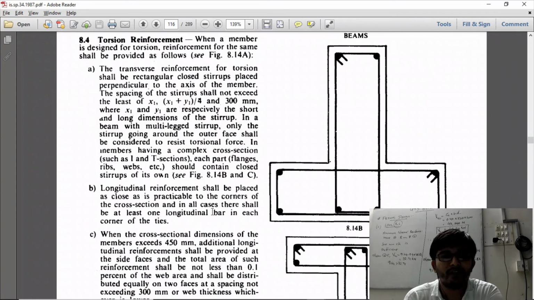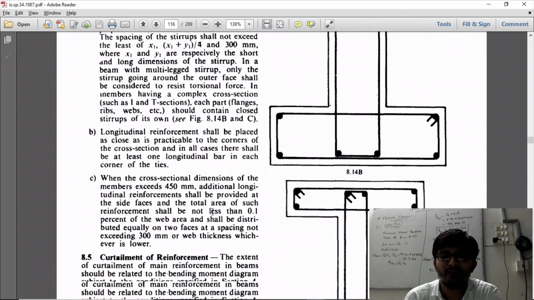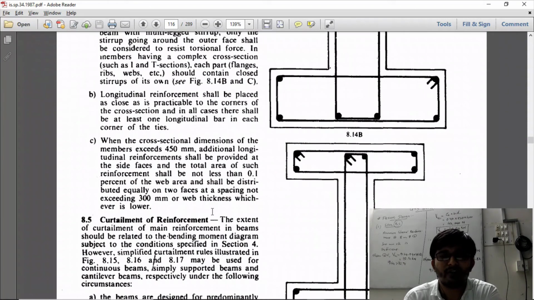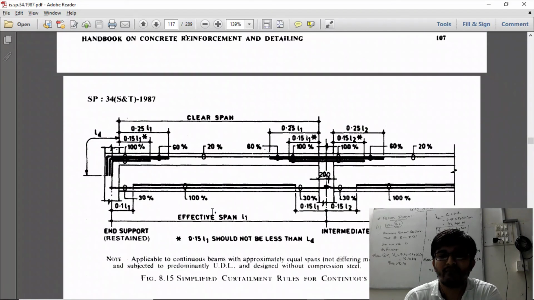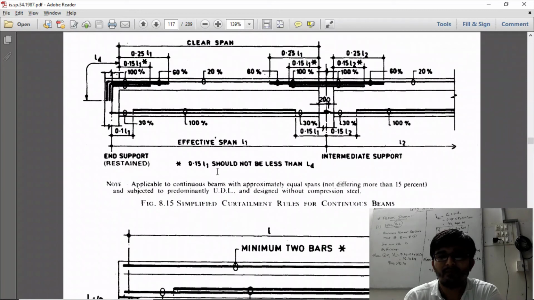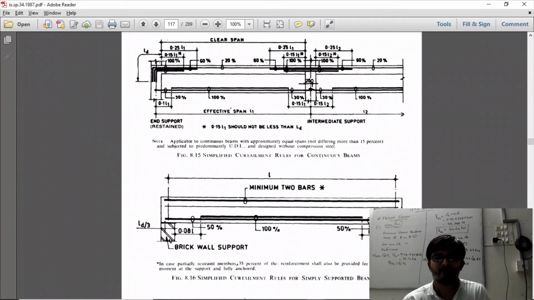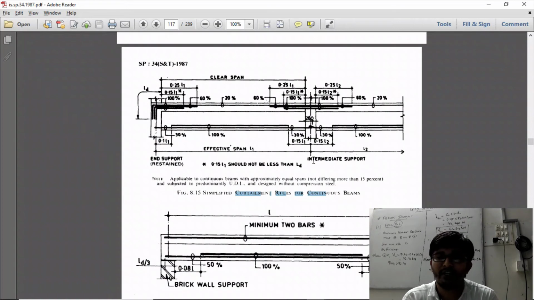Then there is torsion reinforcement. In our example we have not considered torsion, so I'm not going through it. But if in future you are doing a calculation for torsion reinforcement, how to put it is also given in SP34. Now this is the important part, how to show the steel in a structural drawing. So simply supported curtailment rules for continuous beams. This is a continuous beam that we have solved in the previous session. So this is how you are supposed to show the steel.